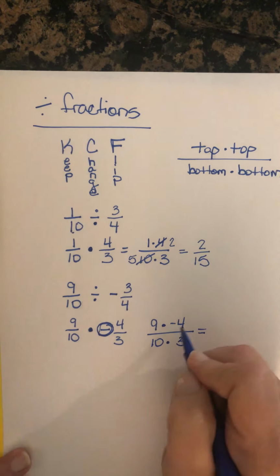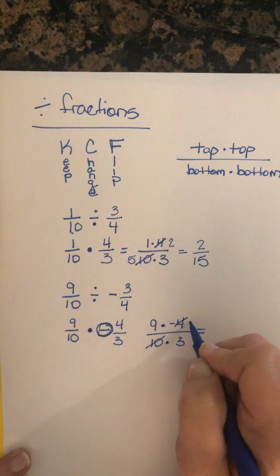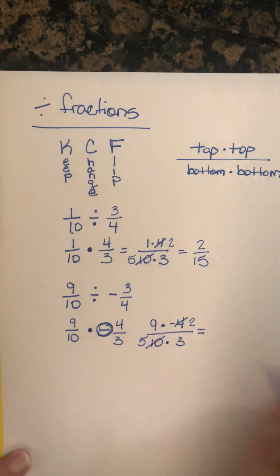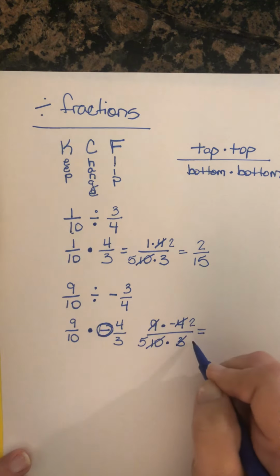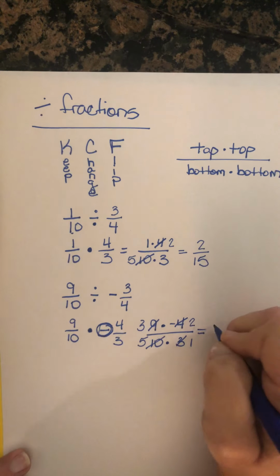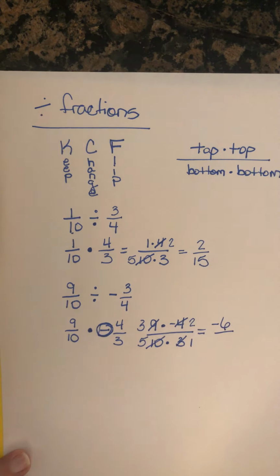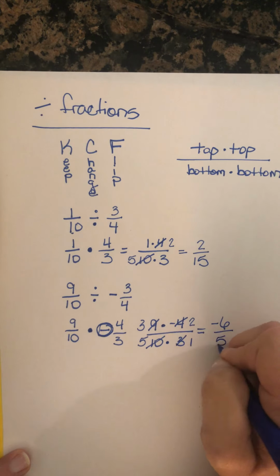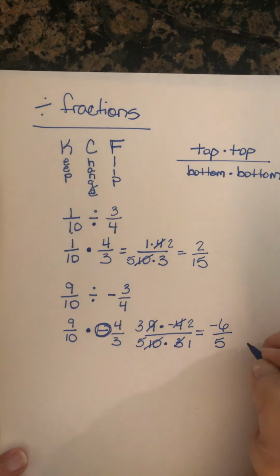I'm going to simplify first. I know 2 goes into 4 and 10. And then I also know that 3 goes into 3 and 9. So 3 times negative 2 is negative 6. 5 times 1 is 5. That is an improper fraction, top in, bottom out. So my answer is negative 1 and 1/5.